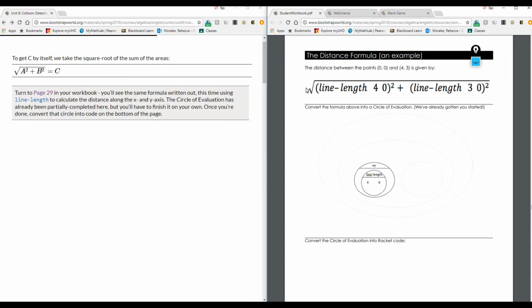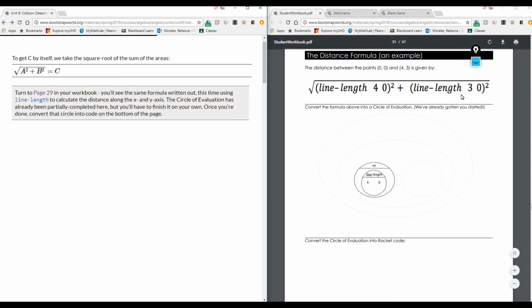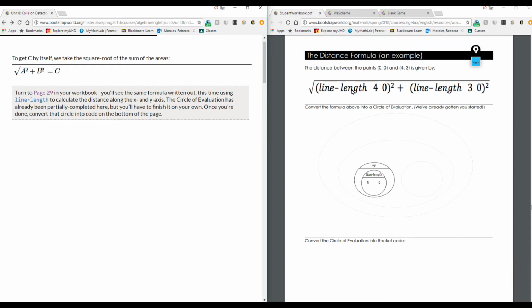a distance formula here, which is the formula that you just used to calculate the hypotenuse. But A and B, those are the line lengths that we can use. And so to find the distance between these two specific points, 0, 0, and 4, 3, instead of just doing 4 minus 0 and 3 minus 0, they use line length 4, 0 and line length 3, 0.